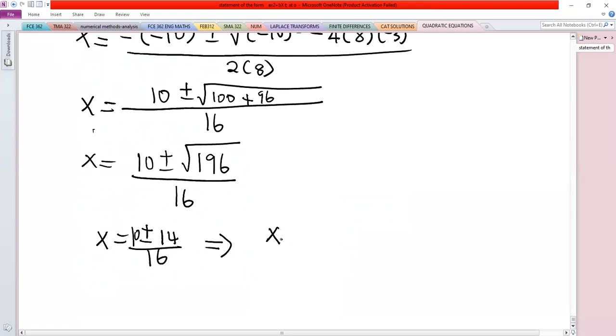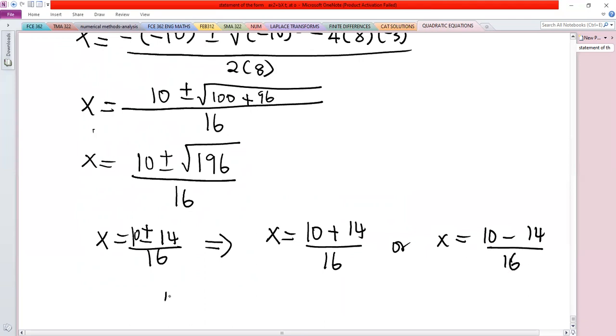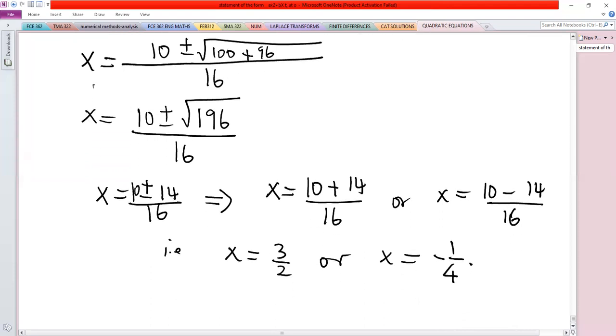So which implies x equals 10 plus 14 over 16, or x equals 10 minus 14 over 16. That is, x equals 10 plus 14 is 24 divided by 16, you get 3 over 2, or x equals 10 minus 14 is minus 4 divided by 16 is minus 1 over 4. So those are the solutions to that given problem.